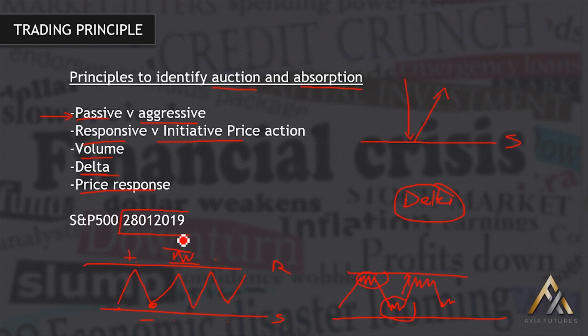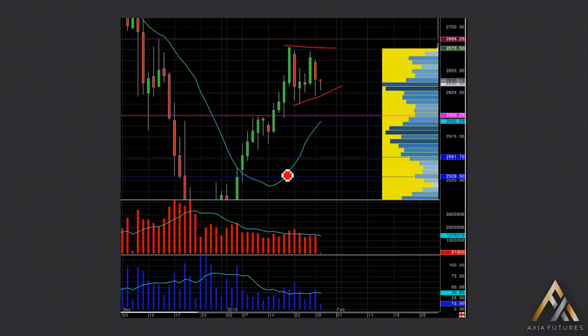Okay, so the example we're going to use is the S&P 500. For good reason. We've entered a process of absorption and auctioning now. Now, this is the daily chart. This is what the daily looks like. And I want to show you this chart for two reasons. One, note what's happening in the volume. Okay, so we've got a significant amount of volume.